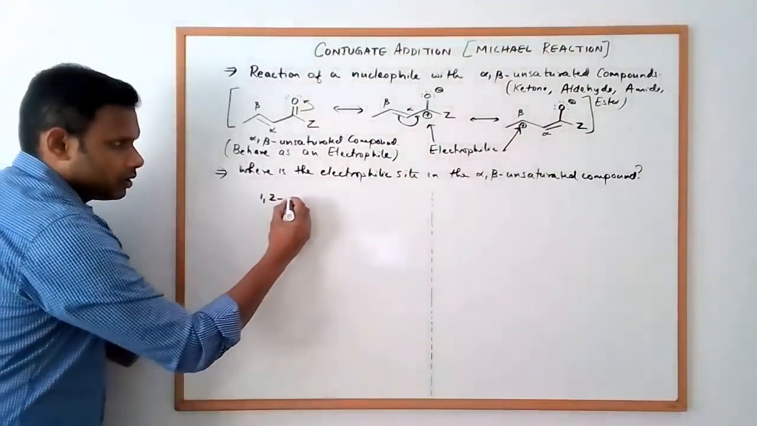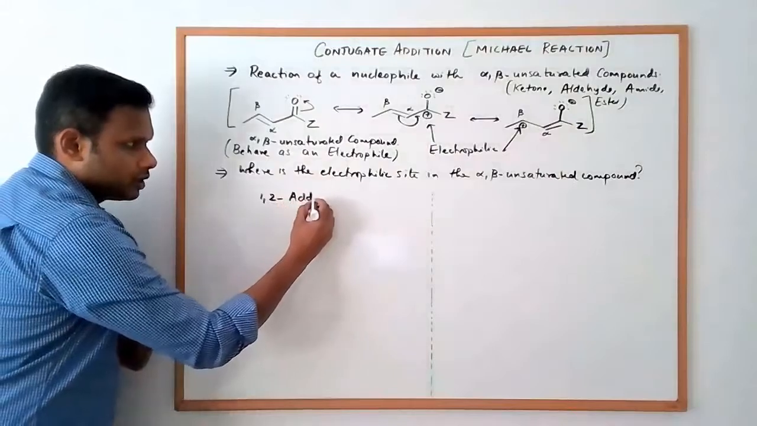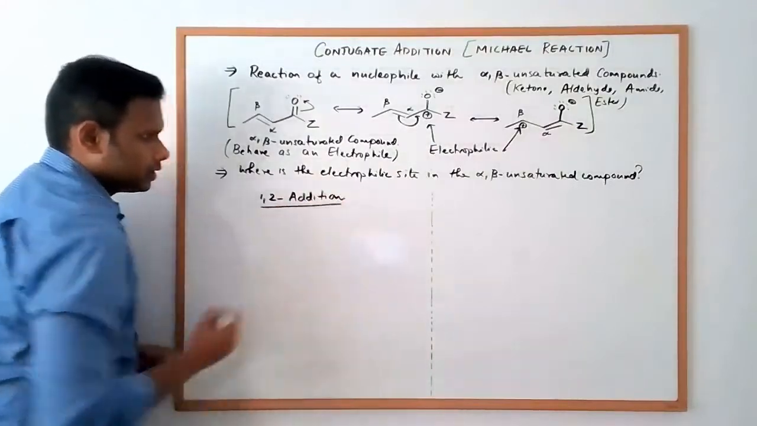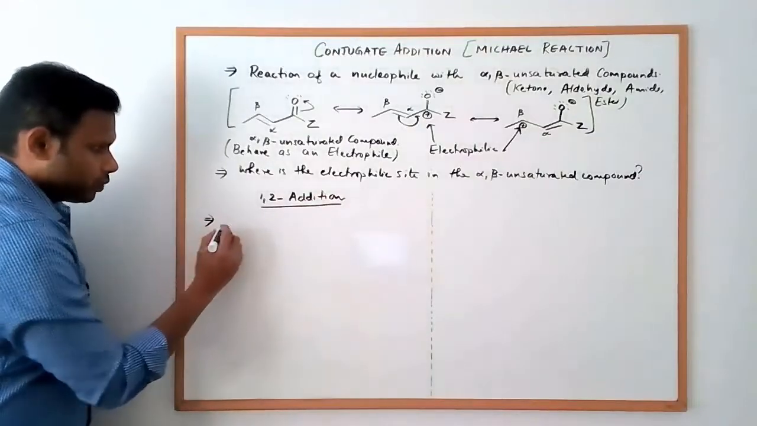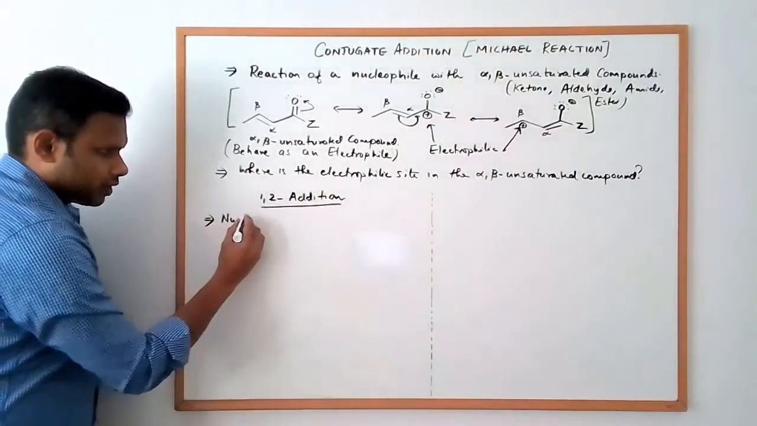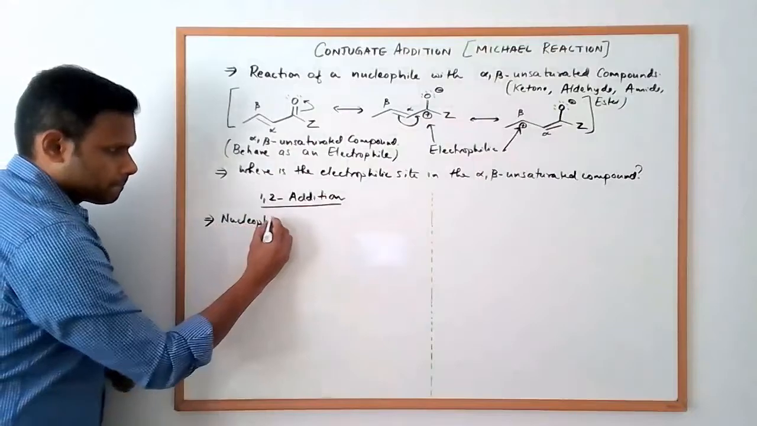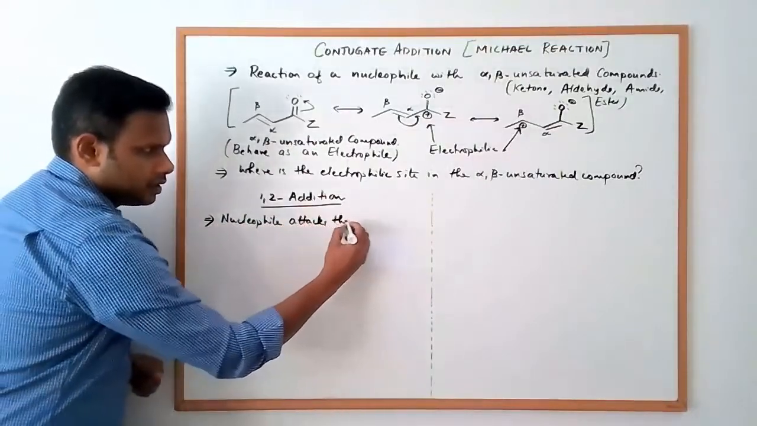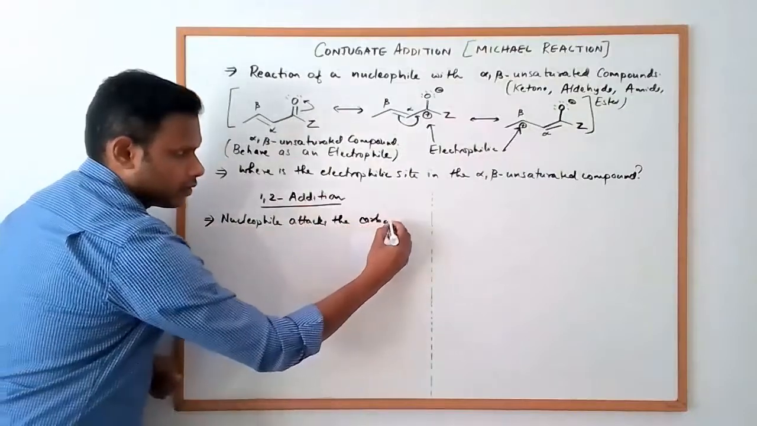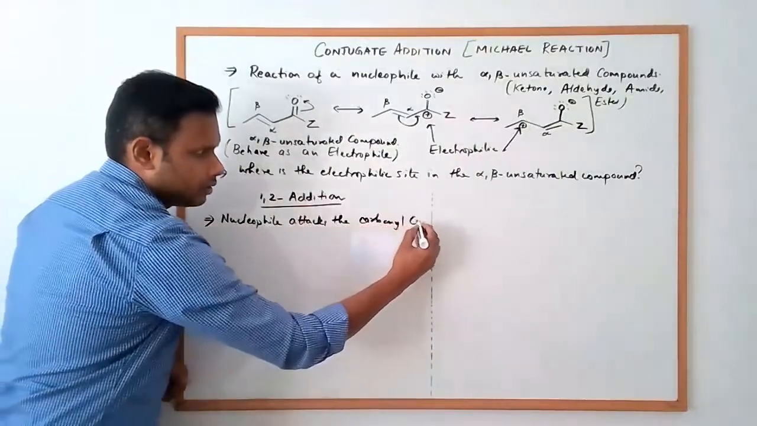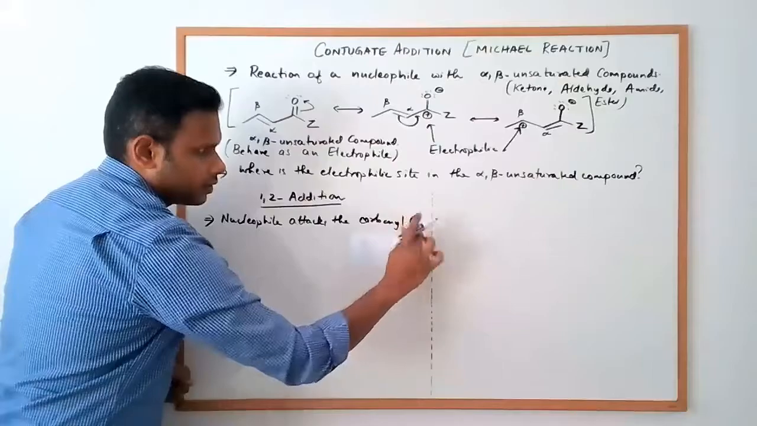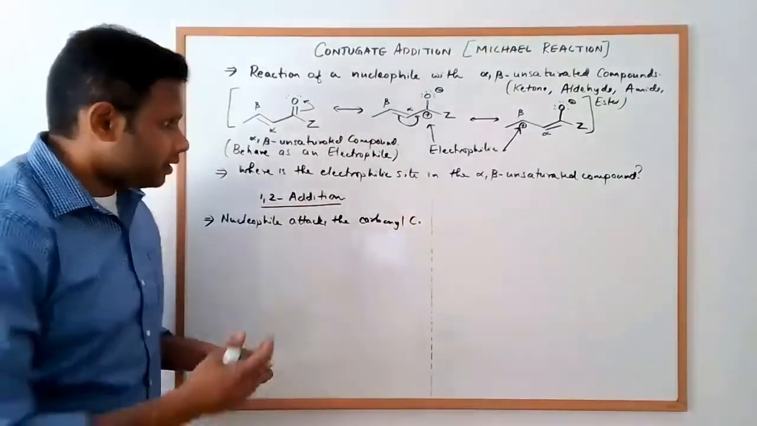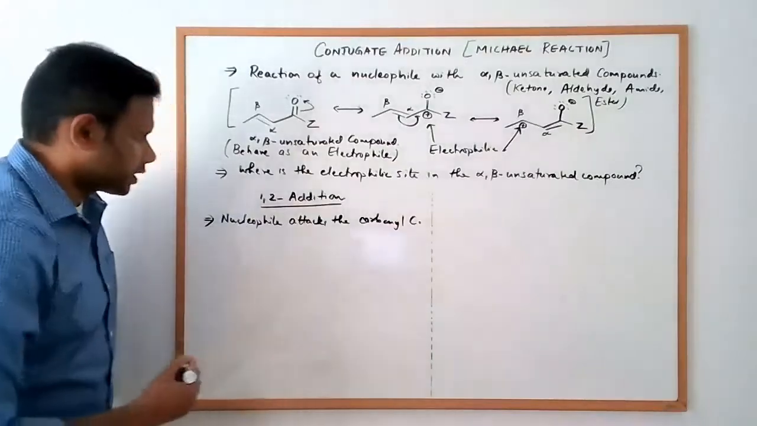One is called the 1,2 addition. This is when the nucleophile attacks the carbonyl carbon. So the nucleophile attacks the carbonyl carbon, then it's called a 1,2 attack.